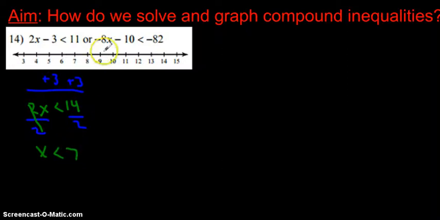This is OR, so we're going to be using both, so we can actually just graph this immediately. Open circle on 7. Values that make that true are located in this direction. And what else? The other one. Okay, so that one I said I'd do in purple, so we'll do that in purple.